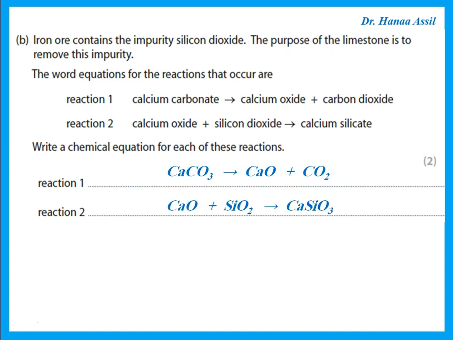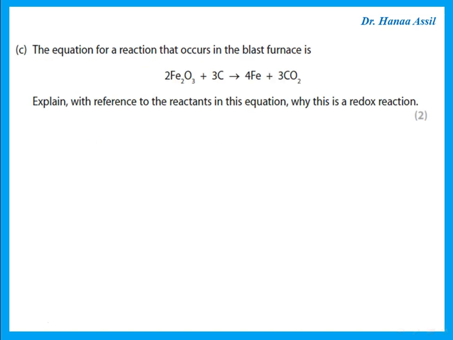Now, the calcium oxide reacts with the silicon dioxide, acid plus base to give salt. So this is a neutralization reaction. And this is how we write calcium silicate. Okay? And both of these reactions are already balanced. Otherwise, we should balance it, but they are already balanced.